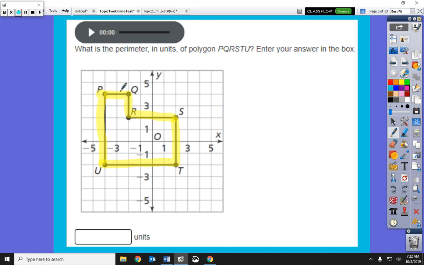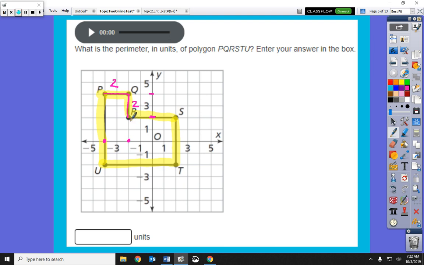A couple of ways we could do this. I could see my vertical axis. This is a 4. This is a 2. The distance between these two is 2. So this line is done. I'm going Q to R. I look at the y-axis now. I'm going from 4 to 2. Hey, that also has a distance of 2.